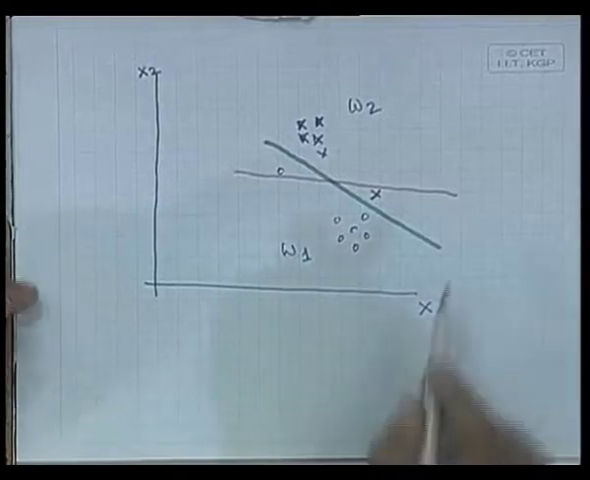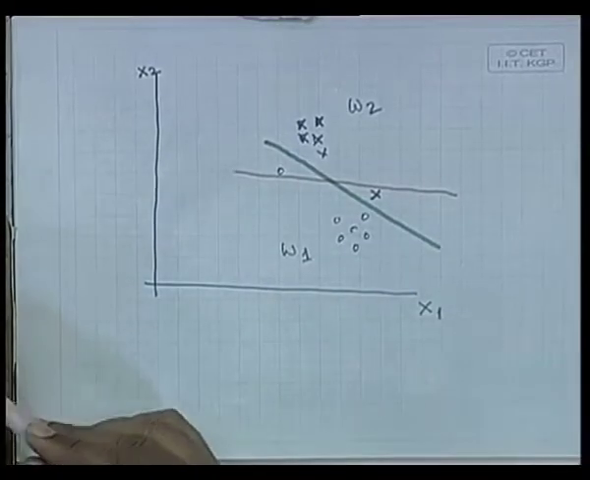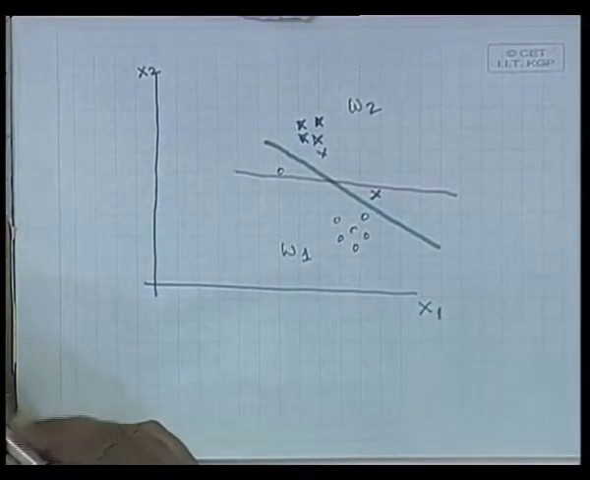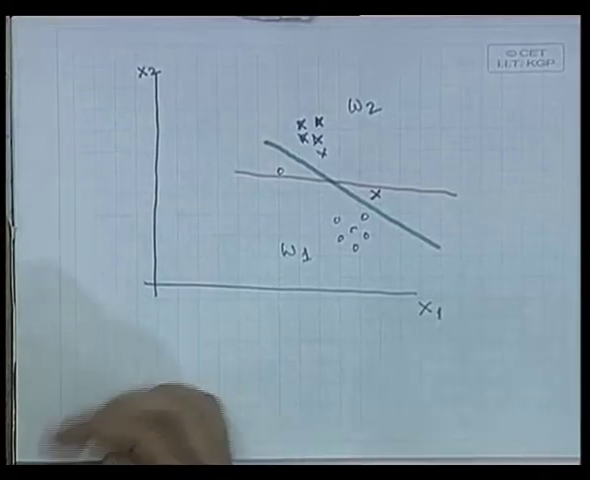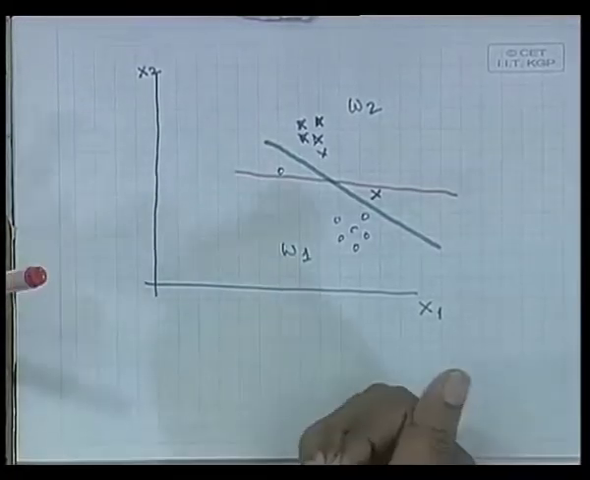Because in case of mean square error based criteria function, it tries to minimize the sum of squared distances of the different feature vectors from the line. As a result, the boundary that you get may not separate the samples belonging to two different classes. So, how do we solve this particular problem?